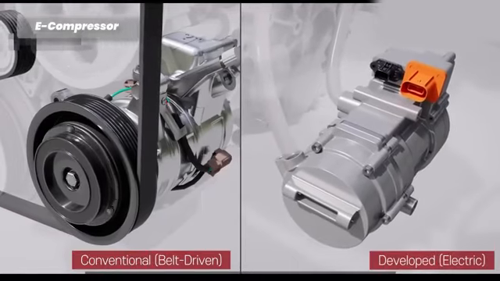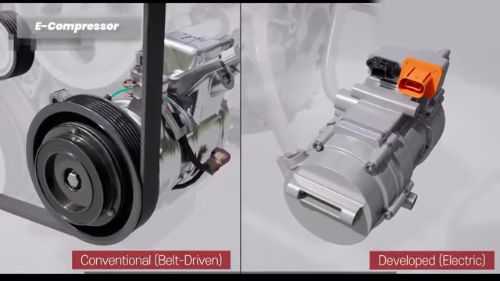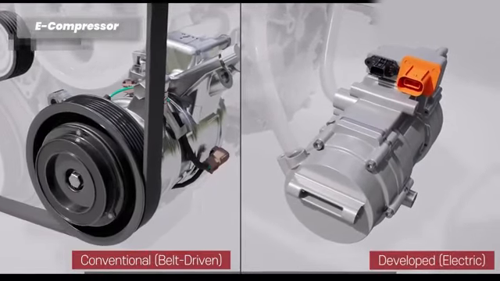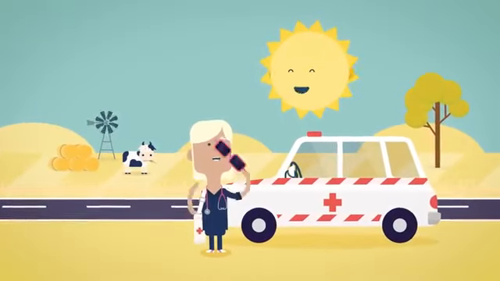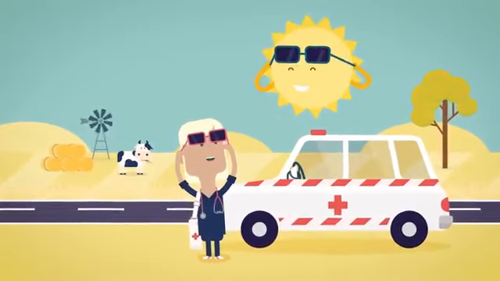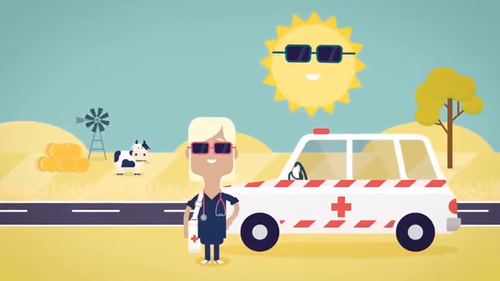In summary, while both IC and EV AC compressors achieve the same goal of cooling the vehicle's interior, we hope this explanation has given you a better understanding of how your vehicle's AC keeps you cool and comfortable, even on the hottest days.